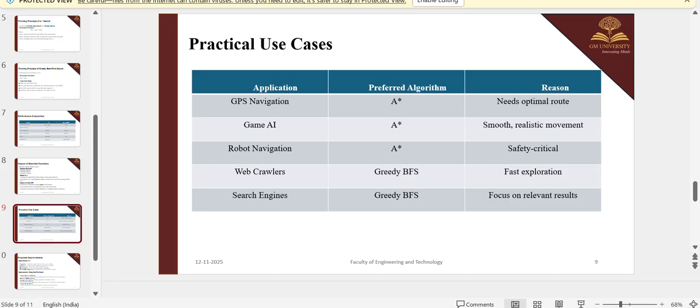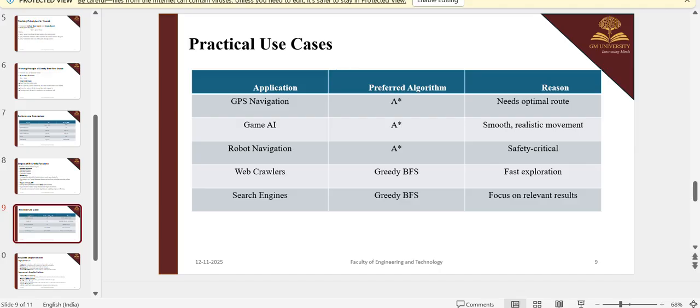And next, web crawlers. They use greedy best first search for fast exploration of web pages, and greedy best first search helps find new links quickly without worrying about the perfect path. And next, the fifth one, search engines. They also use greedy best first search. Search engines like Google use a similar idea to focus on the most relevant results first. So it's faster and more practical when dealing with huge data.